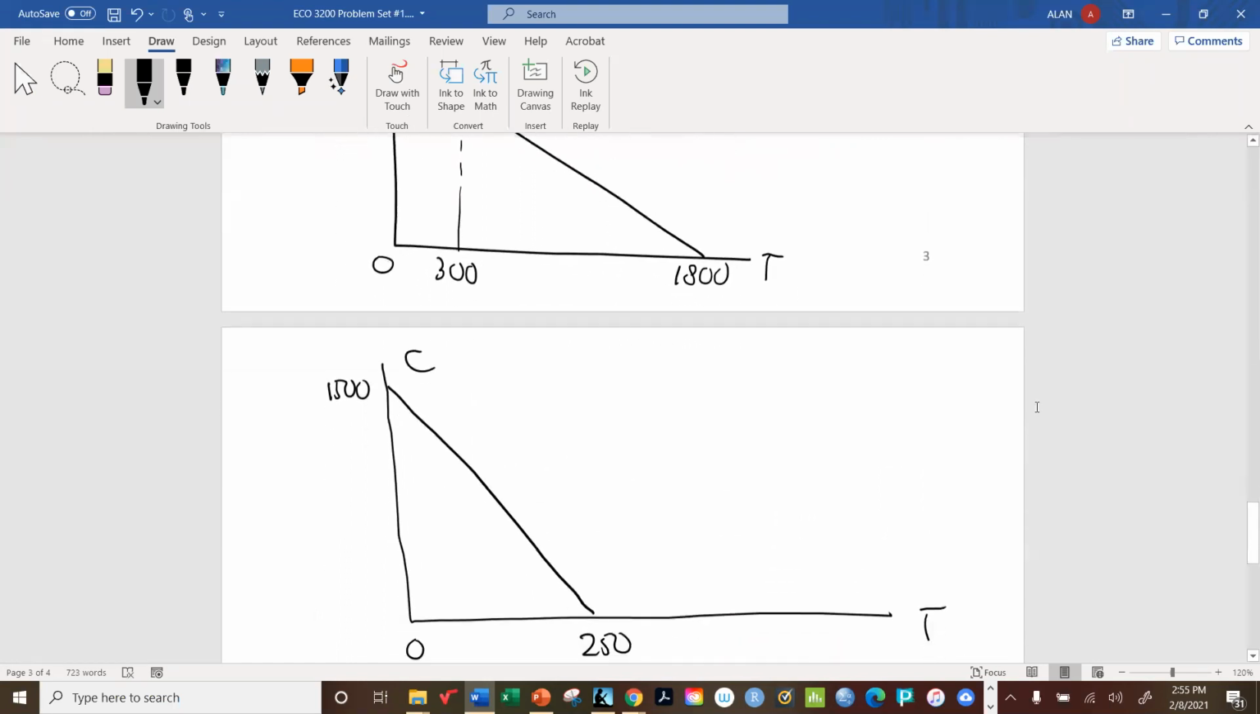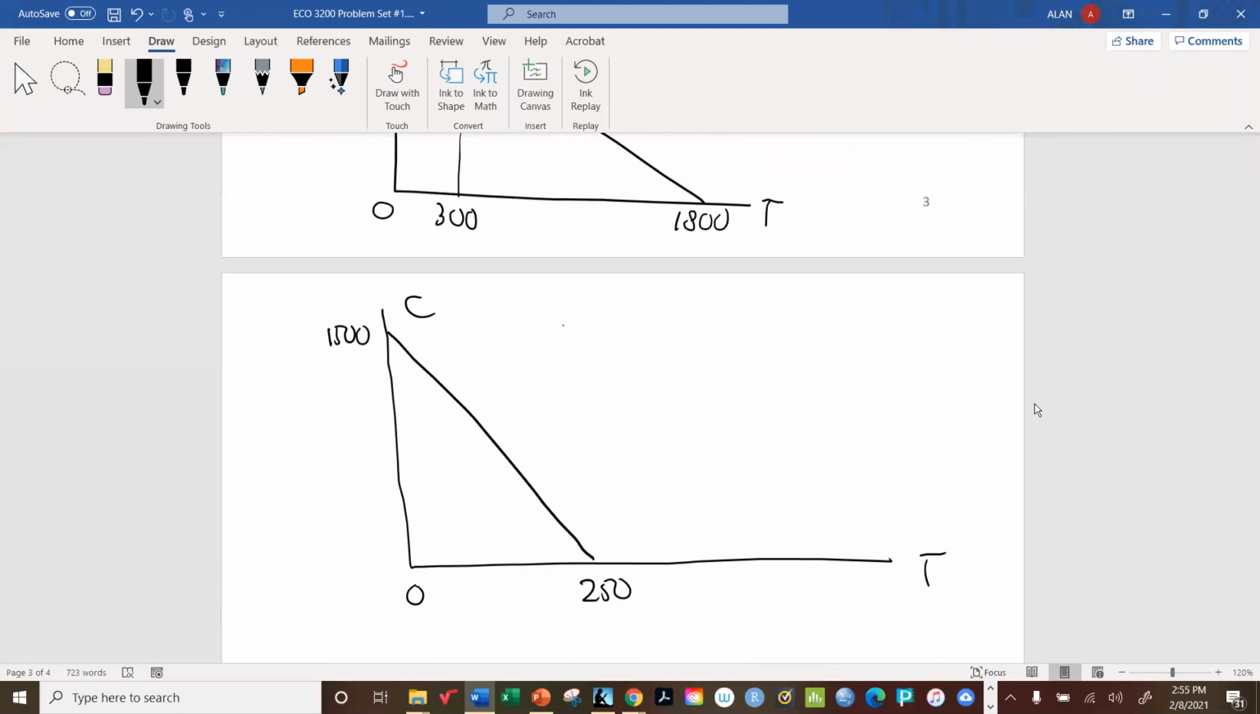And the point at which they choose to produce and consume is given to us as 300 and 200. Let's say that's right about here. 300 coffees, 200 teas.